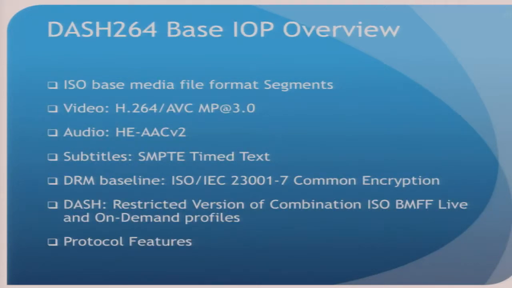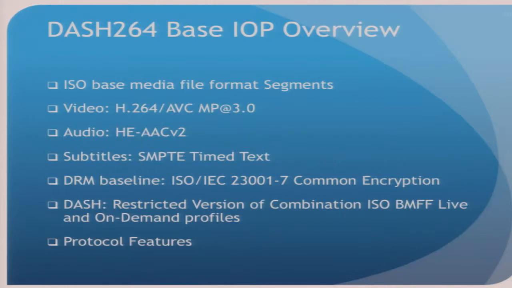So the DASH-264 base IOP overview is that it's based on the ISO-based media file format. Those are what the segmentation is based on. For video, it's H.264 up to main profile level 3. For audio, it's HE-AAC v2. For subtitling, it's SMPTE Timed Text.